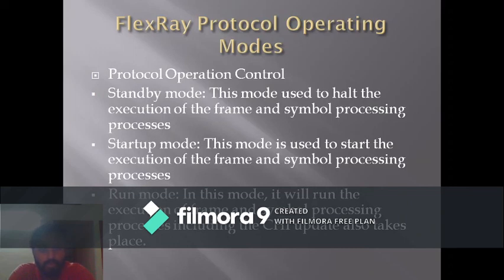The standby mode is used to halt the execution of the frame and symbol processing processes. And then comes the startup mode. This mode is used to start the execution of the frame and symbol processing processes. And in this mode, it will run the execution of frame and symbol processing processes, including the CHI update, which will also take place.